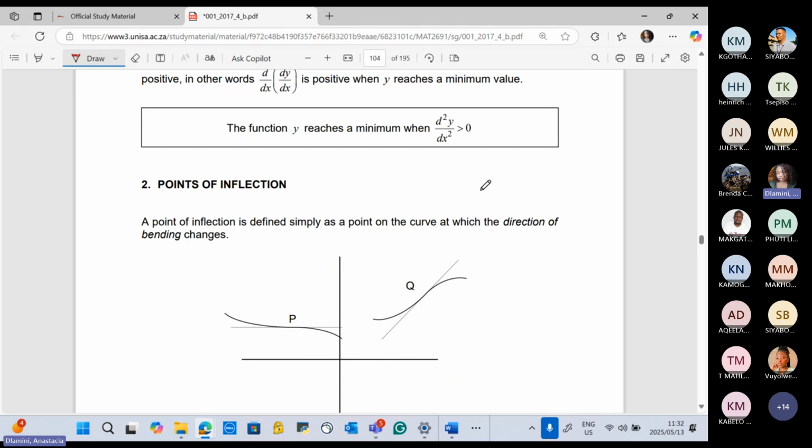Yes, ma'am. For example, if I'm drawing a curve like this, look at P. Do you see that it goes like this, and then it bends somewhere, changing the direction of the bending? This is the point of inflection. Look at Q. It is open, open, open, and then at some point it closes. This is Q. That's the point of inflection. Inflection, flexion.